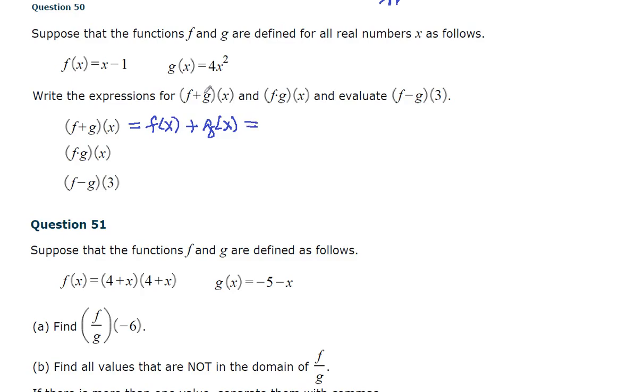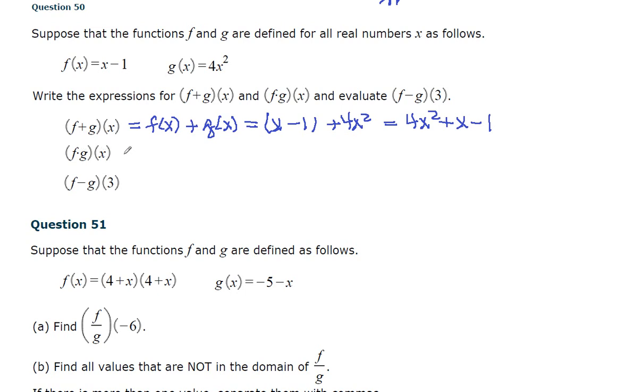So you just add the two equations up here and combine like terms. So we've got x minus 1 is your f of x, plus 4x squared is your g of x. Don't have any like terms to combine in there. That's just 4x squared plus x minus 1.